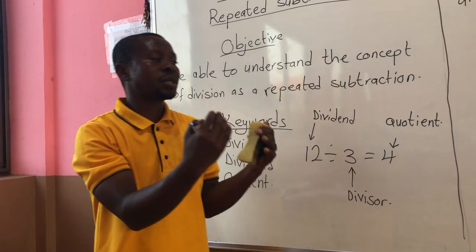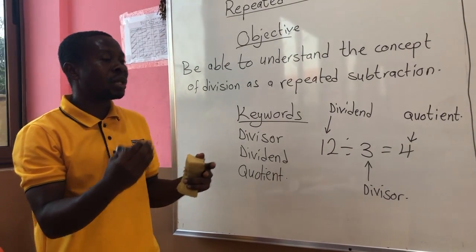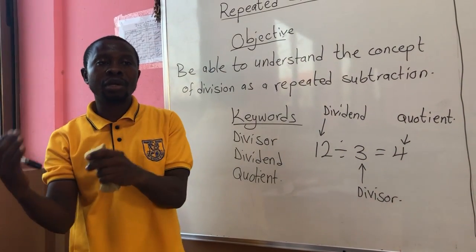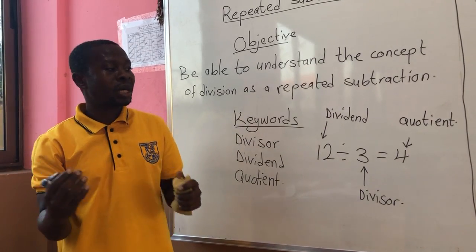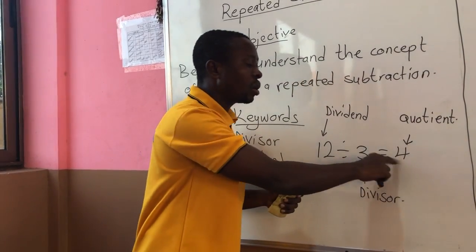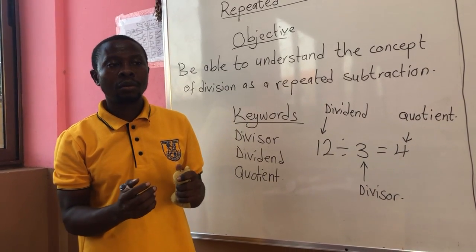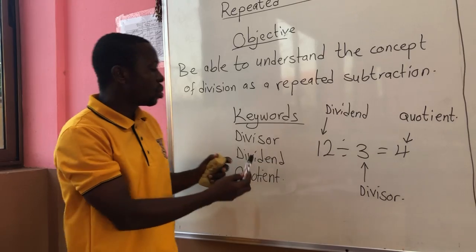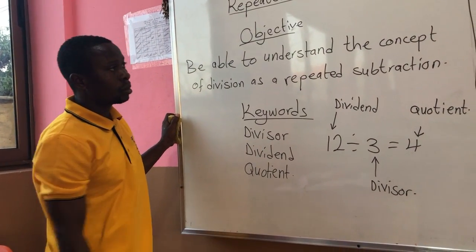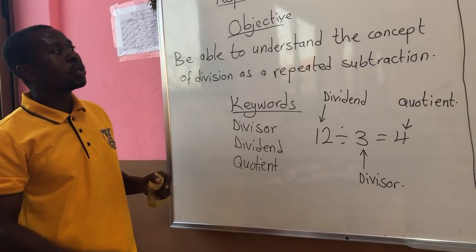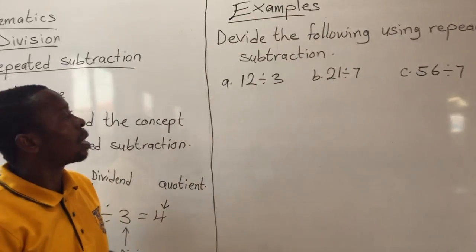For example, if you are to share 12 oranges, the 12 oranges become the dividend. The number of people who are sharing the oranges is the divisor. The number of oranges a person will get becomes the quotient. So we have divisor, dividend, and quotient.